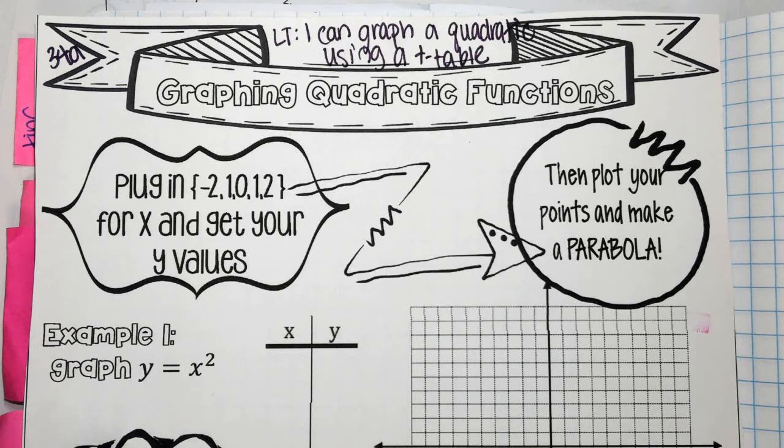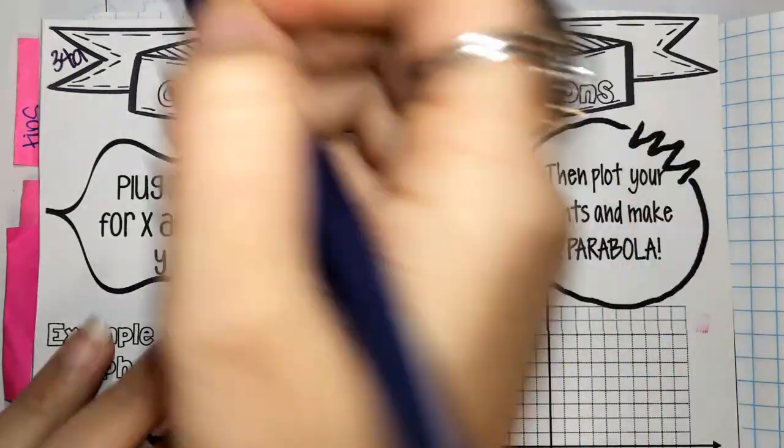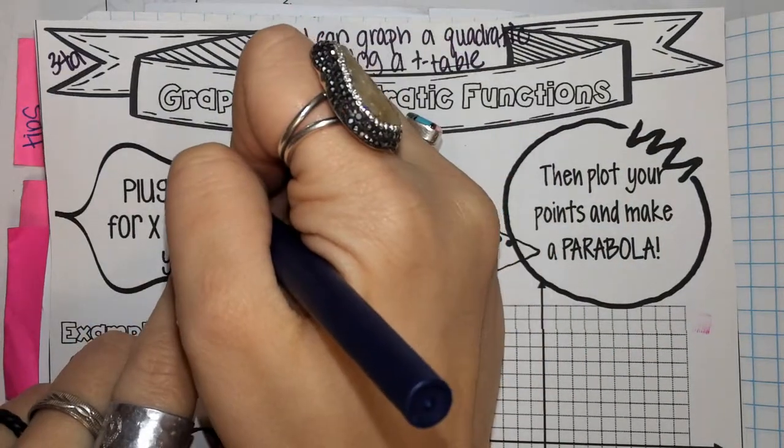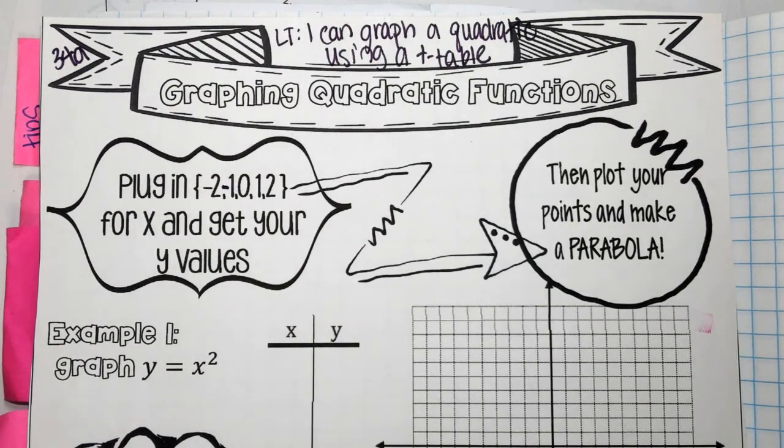Are we ready? I forgot to change this before I made your copies. Right here, it should say -2, -1, 0, 1, 2.